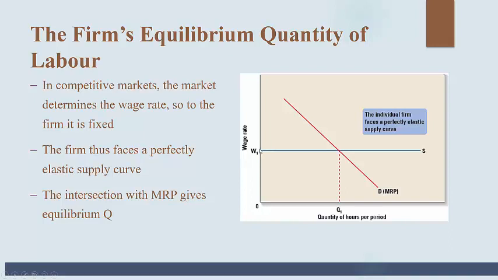The firm here is not going to pay more than the market wage because they can just pay the market wage. That would cost them profit. And they can't pay below the market wage because the workers can always get the market wage. So when we draw a supply curve for an individual firm, they're facing a perfectly elastic supply curve.